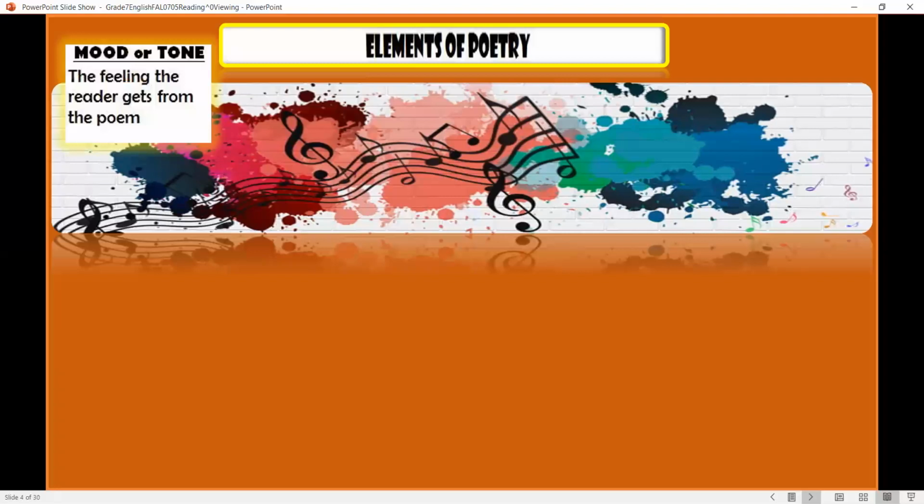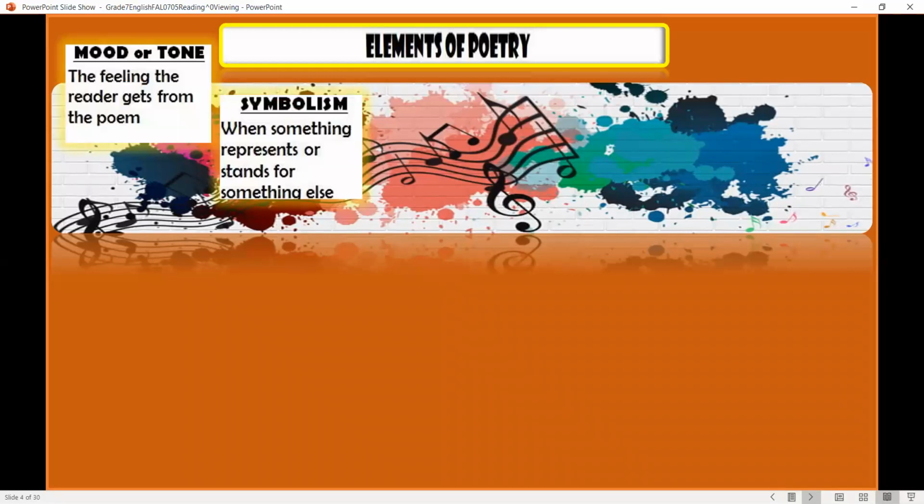Now I just want to brush through the elements of poetry. There are lots of elements of poetry. We went through quite a few of them yesterday, but some we haven't touched on and might not even come up for you this year. But at least if we read over them today, you'll know them and you'll have them. So we have the mood and tone, which is the feeling you get when you read a poem.